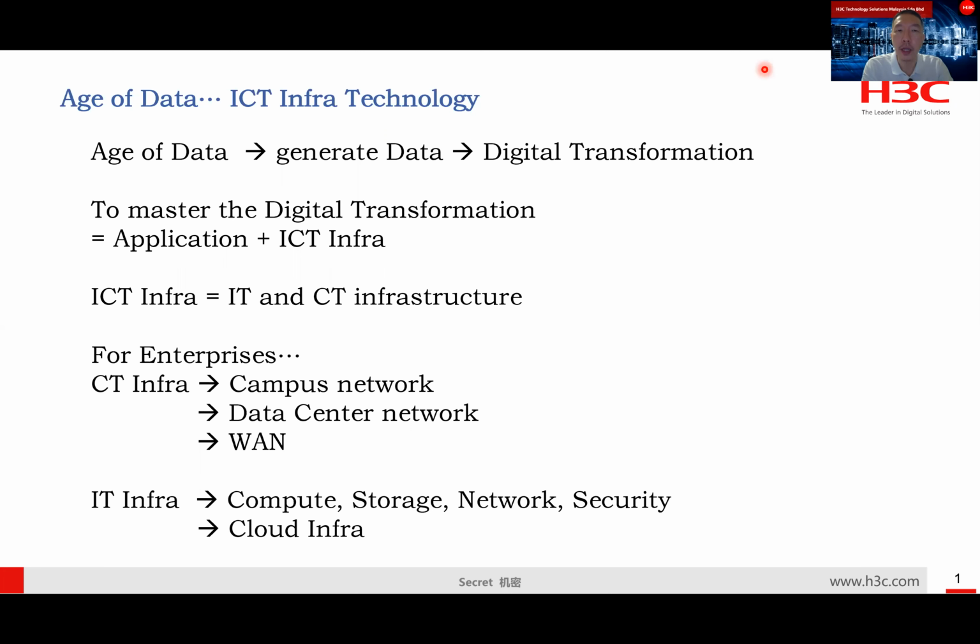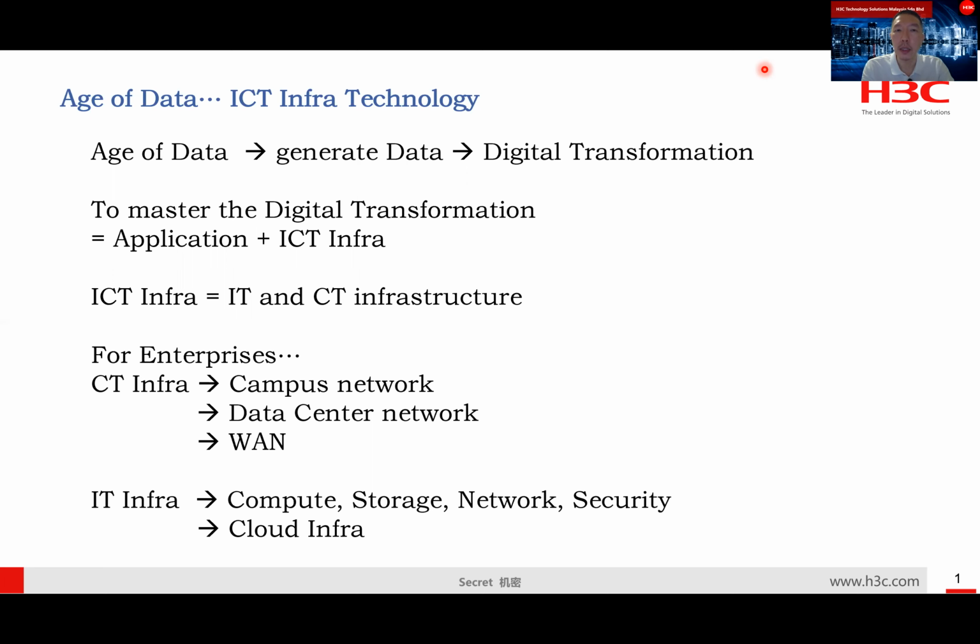Actually, under the age of data, we all need to know we have to generate quite a number of data. To generate data, we must undergo digital transformation. This is a very important process for all corporate enterprises and governments to do. To master digital transformation, everybody knows already, it is composed of two major components, the application and the ICT infra. These two components are very, very important so that we can perform the digital transformation.